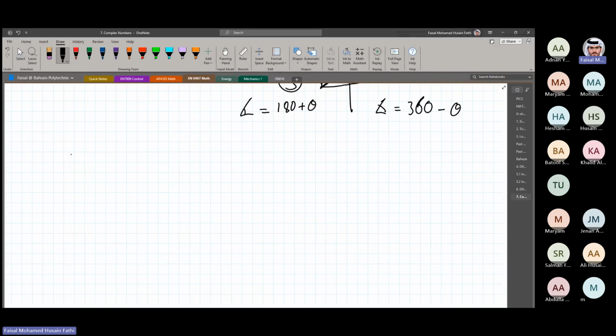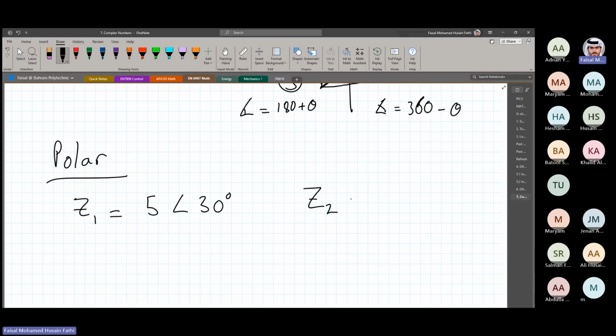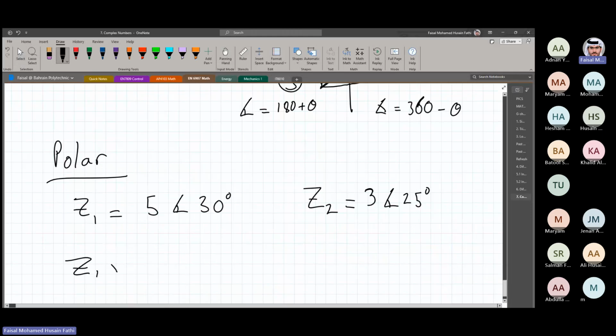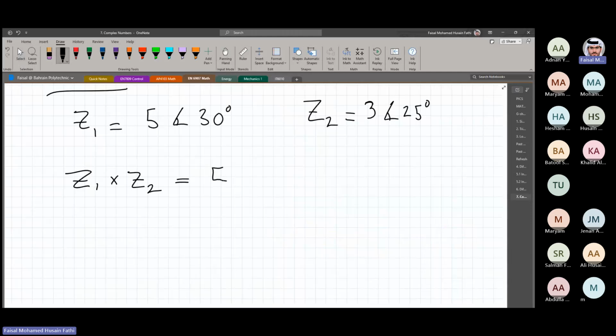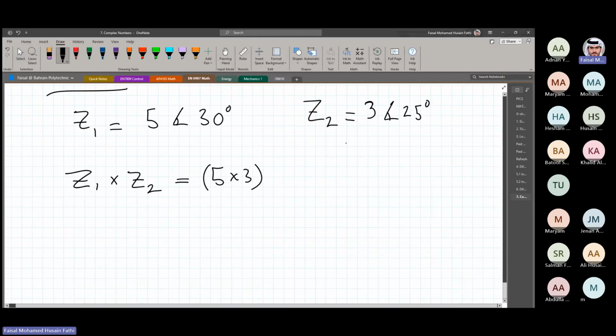Multiplication and division in polar form. We're talking about when you're in polar form. Let's say we have Z1 is equal to 5 angle 30 degrees. Z2 is equal to 3 angle 25 degrees. Okay? If you multiply Z1 times Z2, the first rule is the magnitudes you will multiply. So 5 times 3. Simple. The magnitudes you will multiply. The angles you will add. 30 degrees plus 25 degrees. Okay? That's it. That's the whole rule.